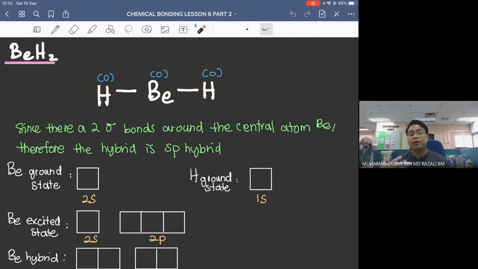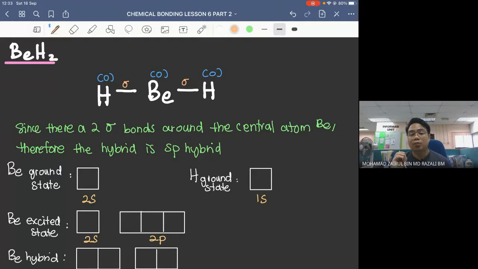Okay, and after you draw the molecular geometry and calculate the formal charge, you need to determine the hybridization on the central atom or terminal atom. Okay, and so kalau awak tengok around the beryllium atom itu we only have 1 sigma and another 1 sigma. So the total is 2 sigma bonds and 0 lone pairs on the central atom, that means the hybrid on the beryllium atom is sp hybrid.